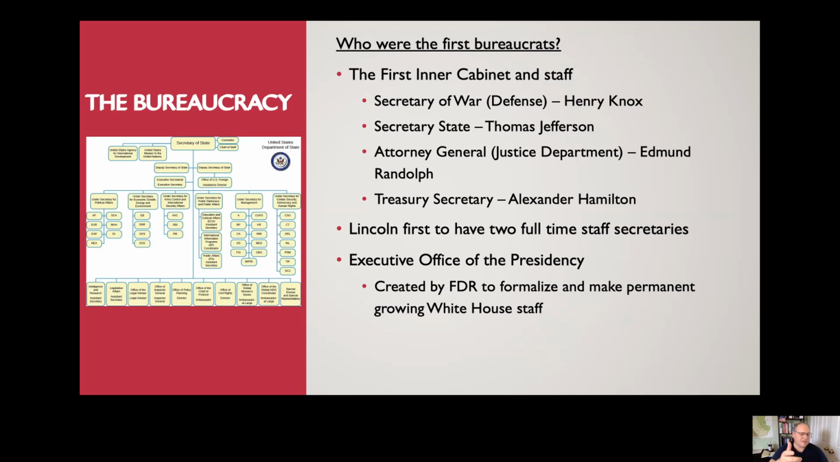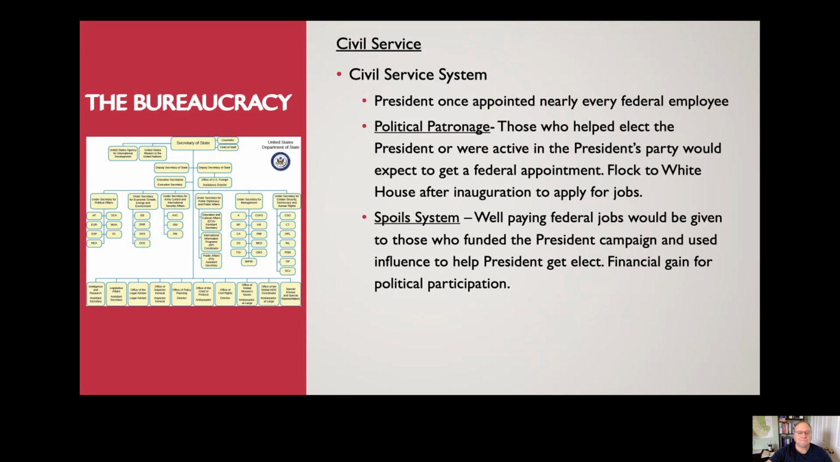And we'll have some supplemental videos in the lessons folder. We'll talk a lot more about how the presidency has evolved to where it is today.